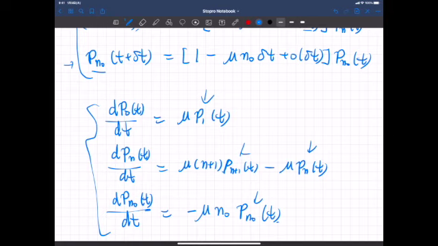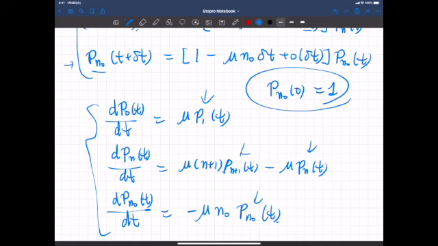And wait a minute, what's the initial condition? The initial condition should be this: Pn0(0) is equal to 1. So this is the initial condition.